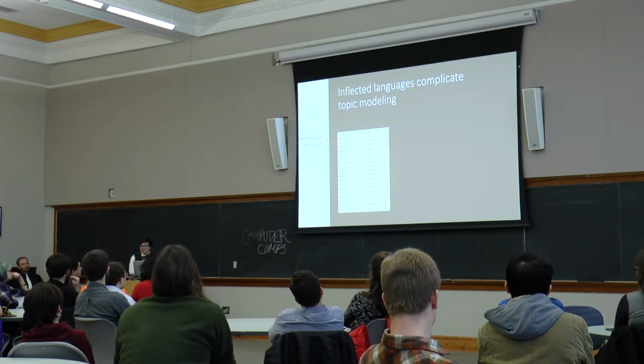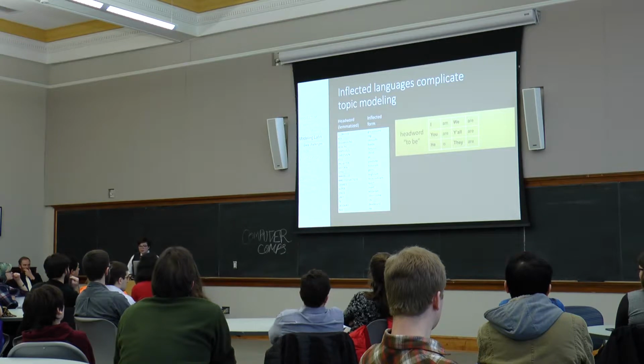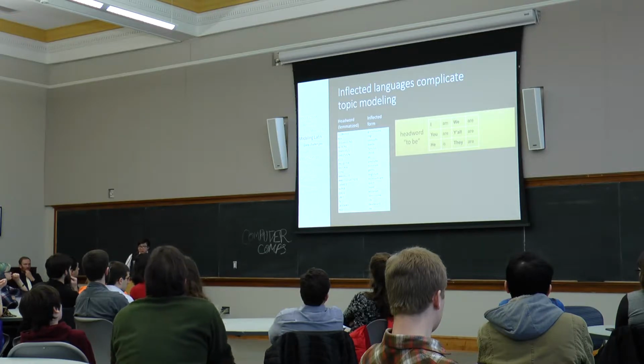So lemmatization takes an inflected word, a word you would find in the text, and turns it into a head word, or a word you would find in the dictionary. So consider the word to be in English. Depending on who is acting, or even when the action happened, the word looks different. But when you go to look it up in the dictionary, there aren't entries for am or was. You want to look under be for to be.